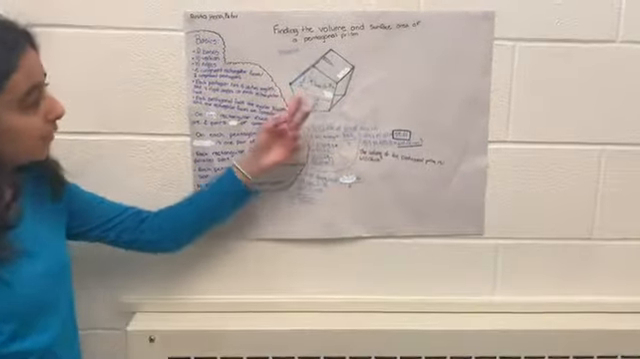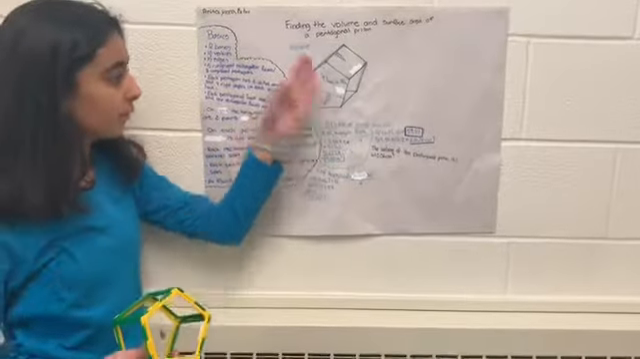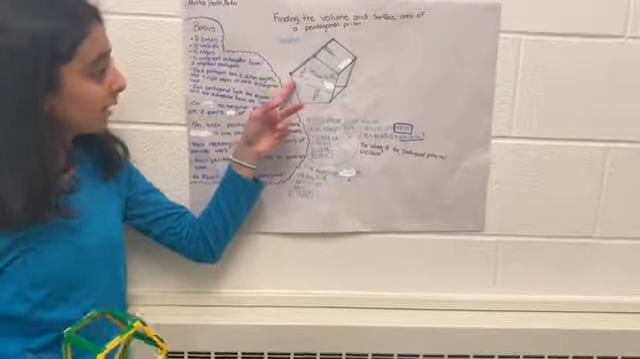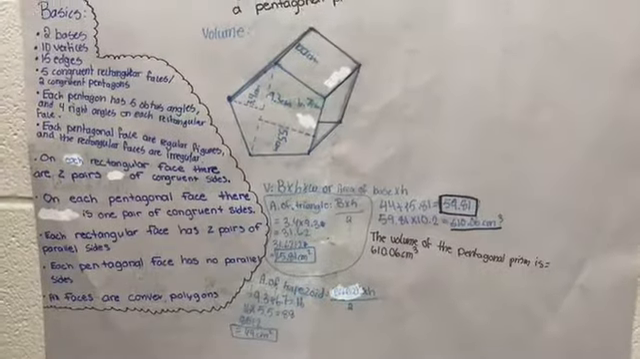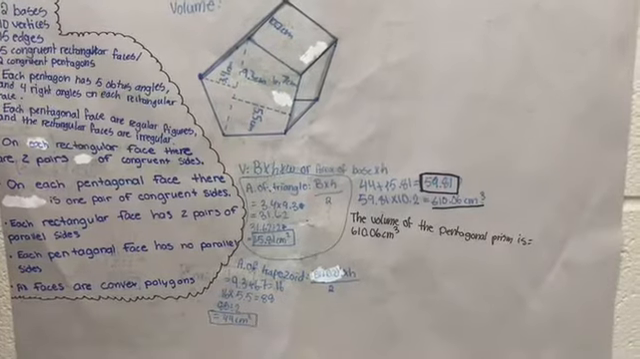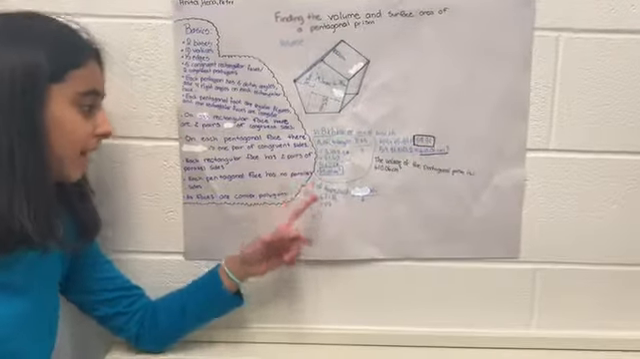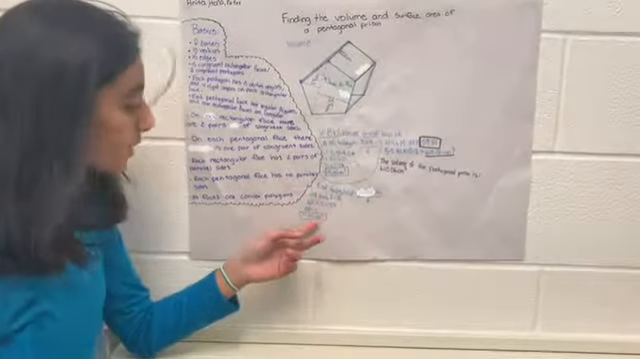We found the area of the pentagon, which we divided into 2, one into a triangle and one into a trapezoid. The formula of a triangle is base times height divided by 2. And the formula of a trapezoid is base 1 plus base 2 times height divided by 2.